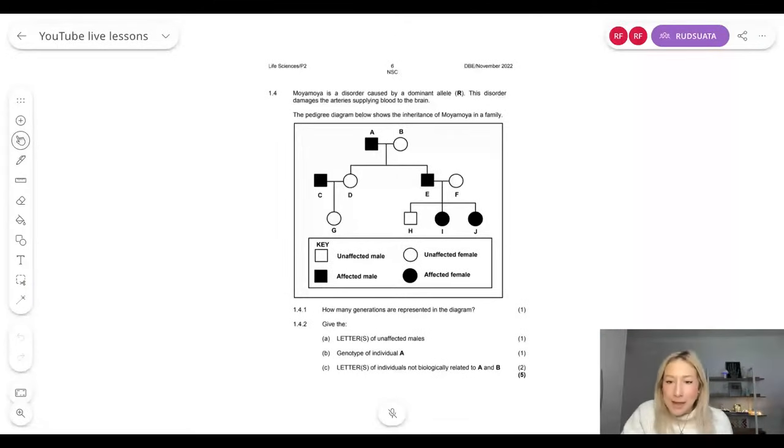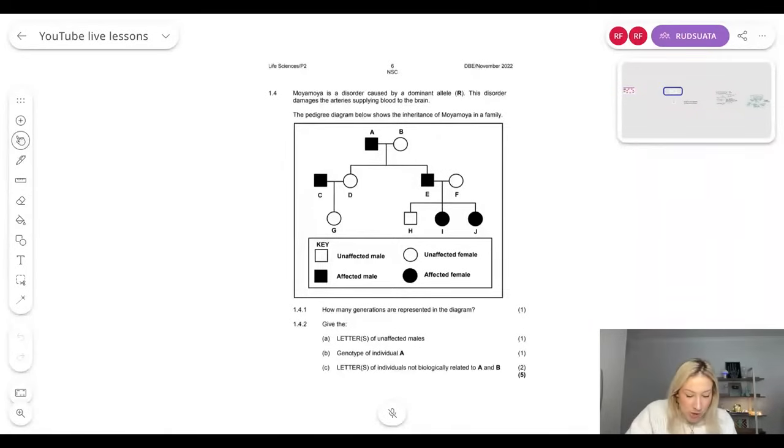And what do I mean by that? I mean that if this section's only out of 5 marks, you shouldn't be spending more than 5 minutes. But let's just break this down quickly. So let's look at this pedigree diagram.